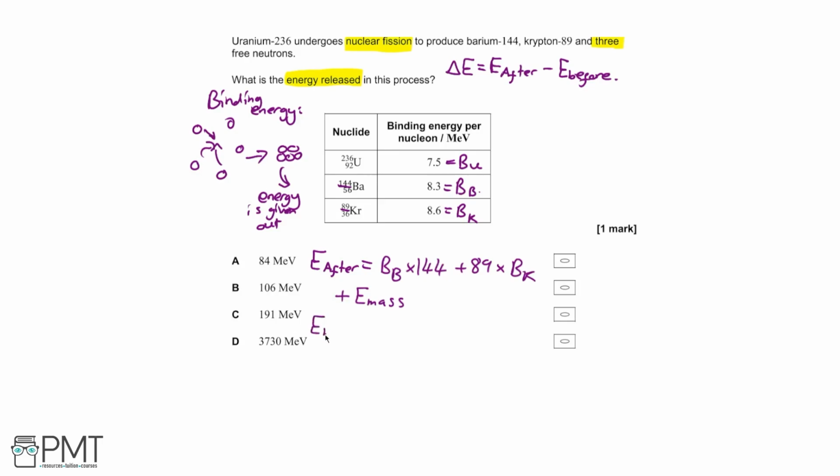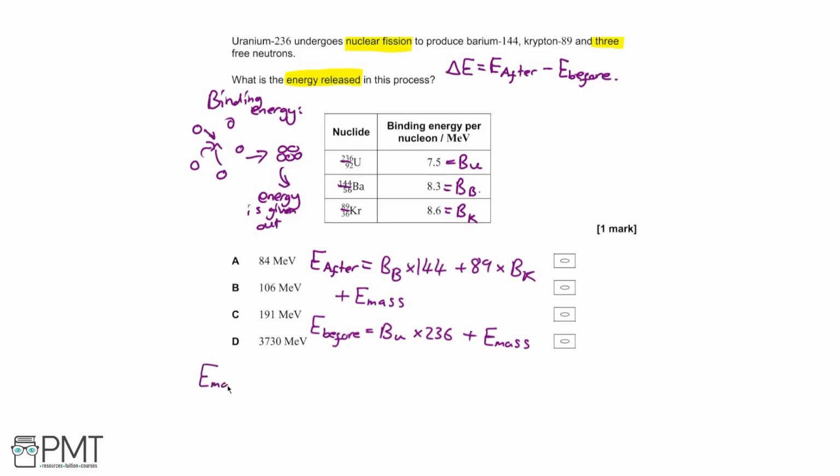In the same way, E before is given by B_U, the binding energy of one uranium nucleon, multiplied by the number of nucleons in the uranium nucleus, which is times 236. So therefore, B_U times 236 is our energy before, in addition to the energy that comes from the mass of the nucleons. I've written that E mass is the same in both of these equations, so we need to consider why that is to proceed.